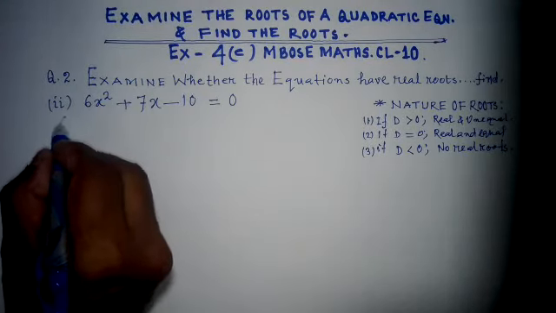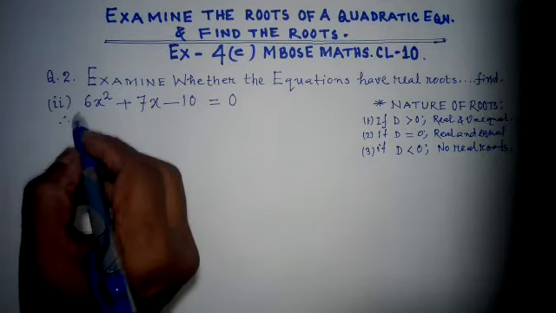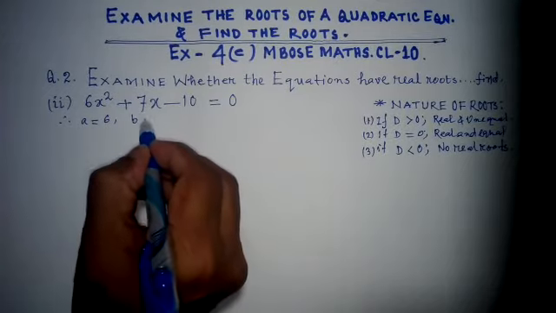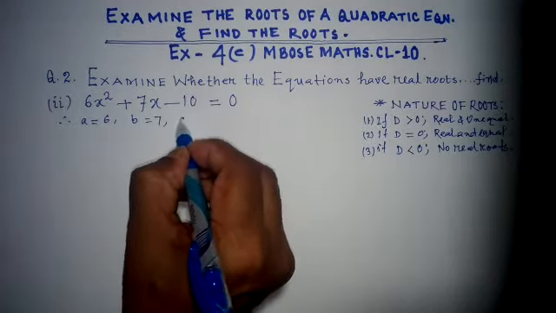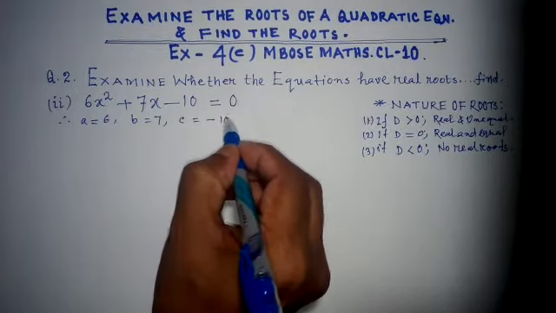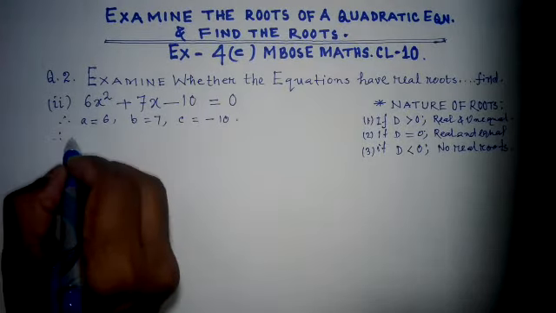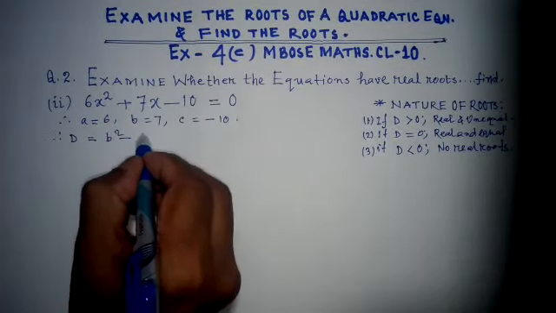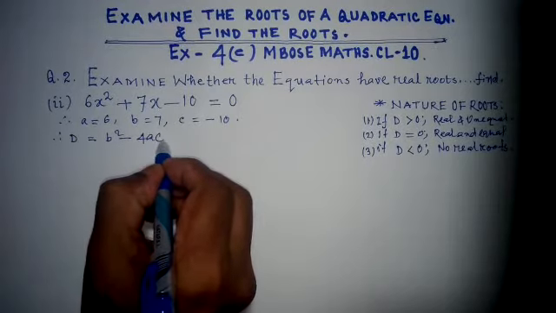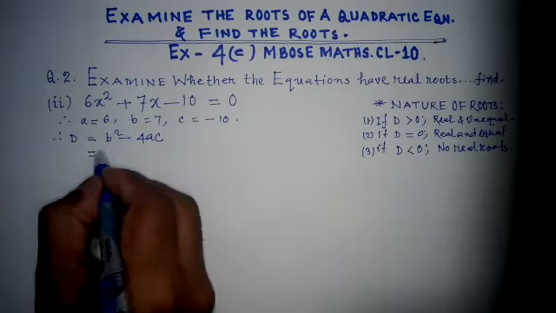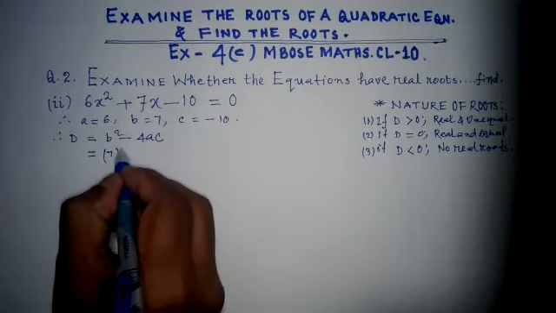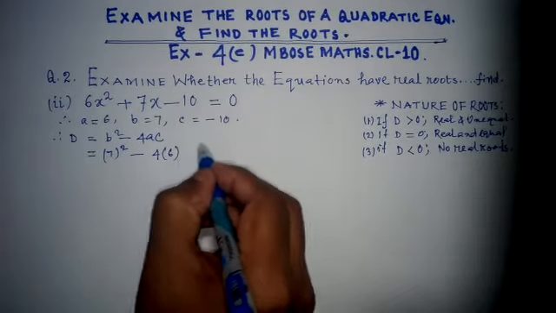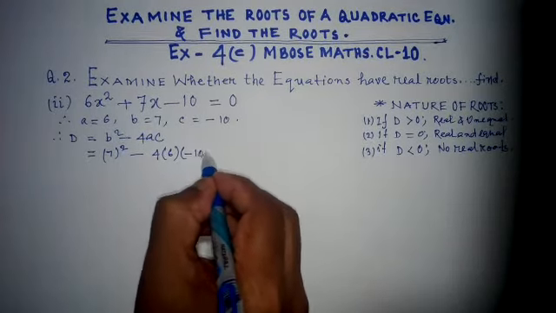So find the discriminant as in question number 1. What is the value of A? It is 6. What is the value of B? It is 7. And what is the value of C? It is minus 10. So find the value of discriminant D. The formula is B squared minus 4AC. So let us put the values. B is 7: 7 squared minus 4, A is 6 and C is minus 10.